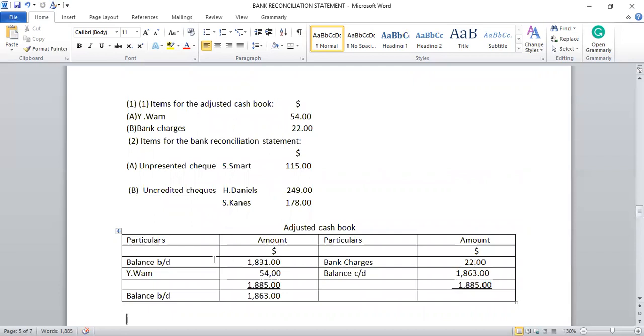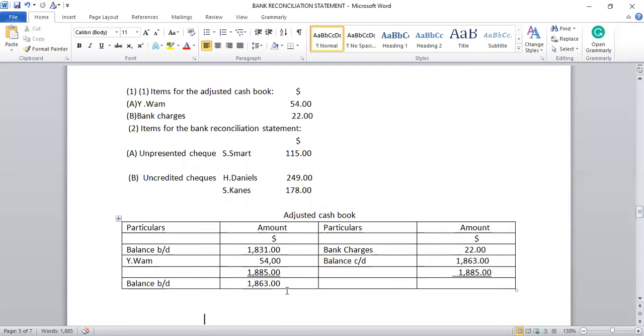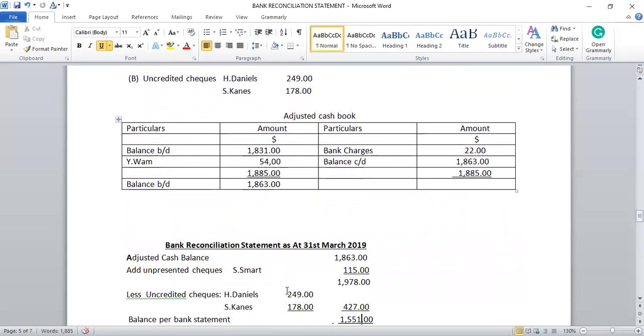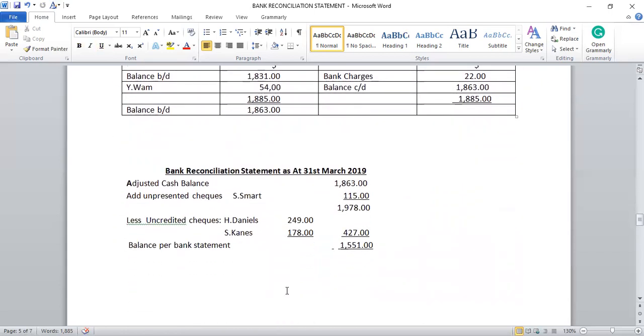We have to balance it. So we balance it. The difference is $1,863. It has to be brought down, balance brought down as $1,863. So the adjusted cash book, after adjusting it, is our new balance. Okay. So right now that we have the balance of our adjusted cash book, we can go straight to the bank reconciliation.